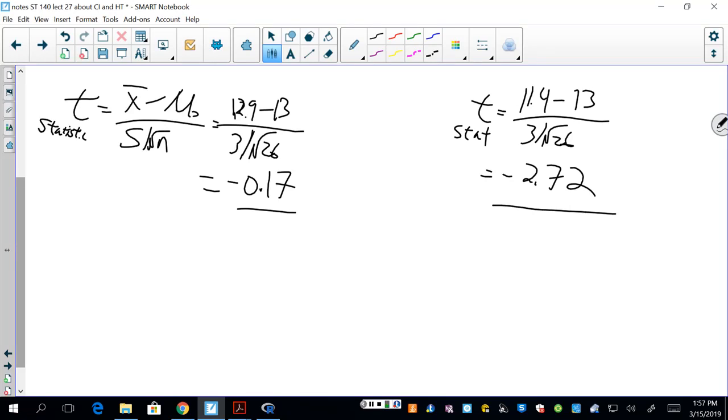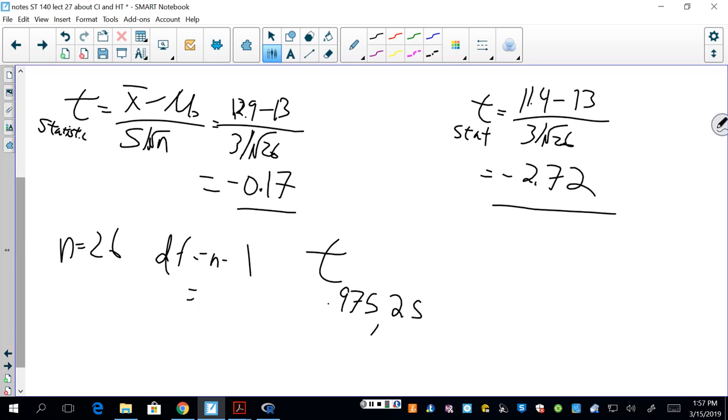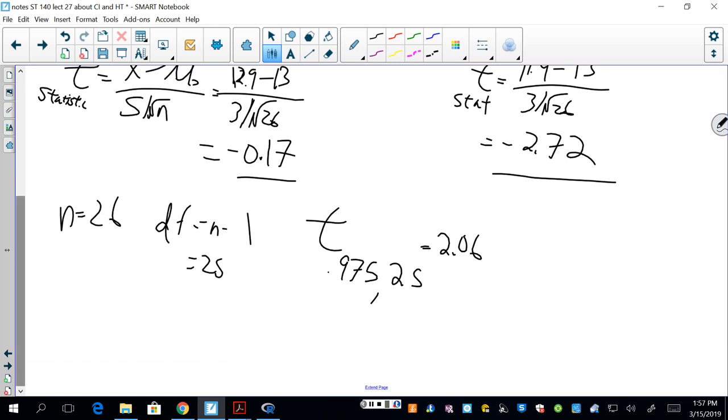Right, so we compare those statistics to the critical values from the t distribution. How far away is typical? And what are the limits of what's possible? So n is 26, degrees of freedom n minus 1 is 25, and t 0.975 in Rosner's book for 25 was 2.06. So because negative 2.06 is less than negative 0.17, which is less than 2.06, it's in the middle, so we don't reject.